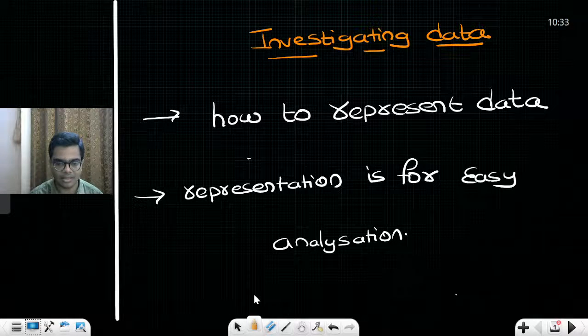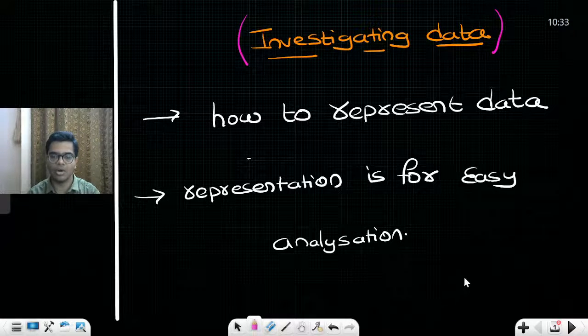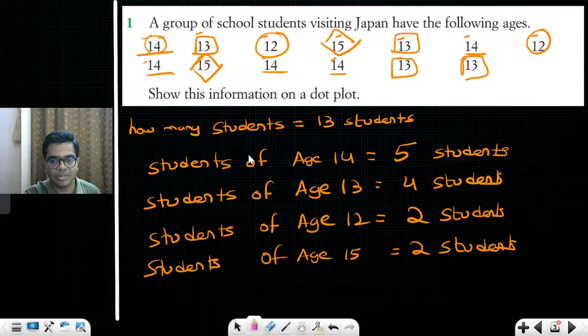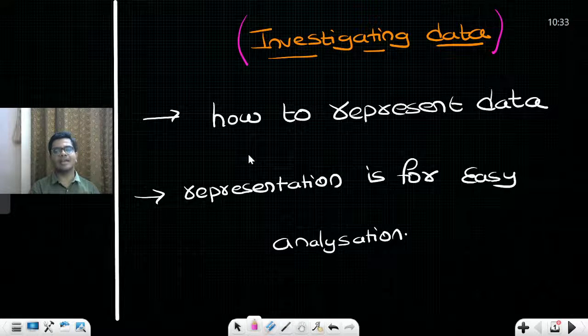The chapter is investigating data. What happened, Akshita, is that I had written all this earlier. I thought the screen was recording, but it was not recording. So I had gone to some extent, 1, 2, 3 slides. So all these slides I will again start explaining to you. The first slide is this one.